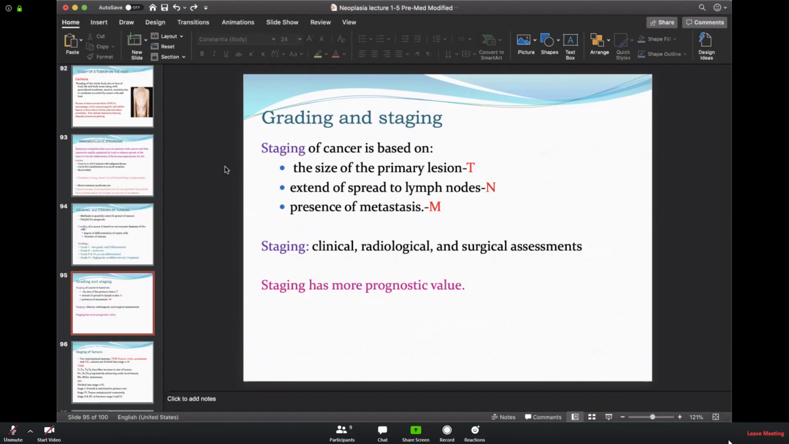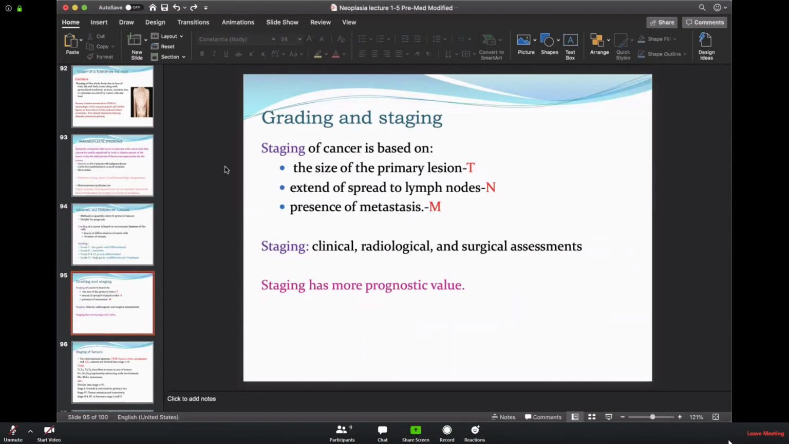Maybe not all patients will benefit from certain treatment, and certain treatment might be harmful to some patients, without giving them any advantage. So this is staging. Staging is the extent of the cancer.